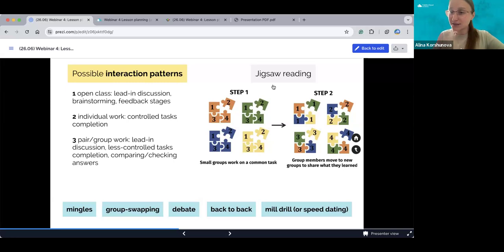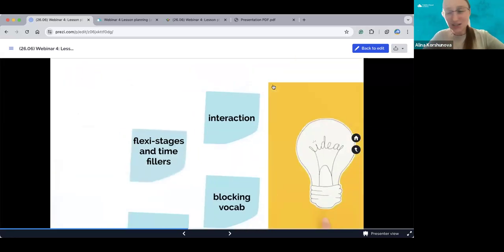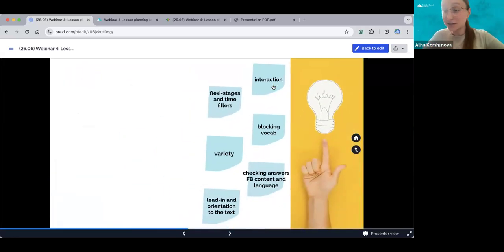So make sure that you change it, and you use different ways of interaction. Just to try. Jigsaw listening is not that difficult, and it's also a great activity.